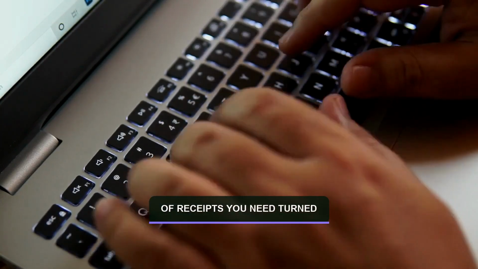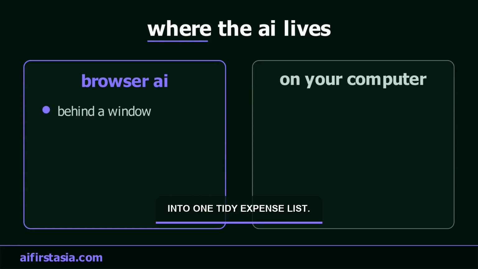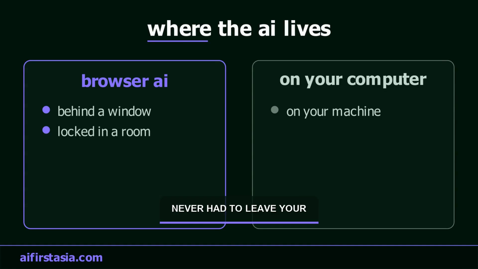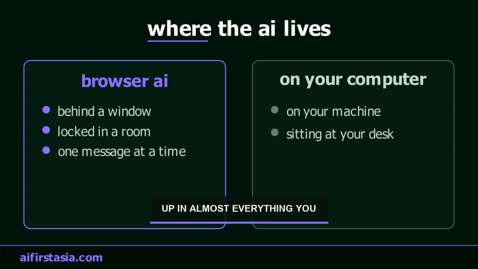Say you have a folder of receipts you need turned into one tidy expense list. With AI on your computer, you point it at the folder, you say what you want, and it works through the lot and saves you a clean file. The information never had to leave your machine, and you never had to open a single receipt yourself. That is the shape of the difference, and it shows up in almost everything you do.